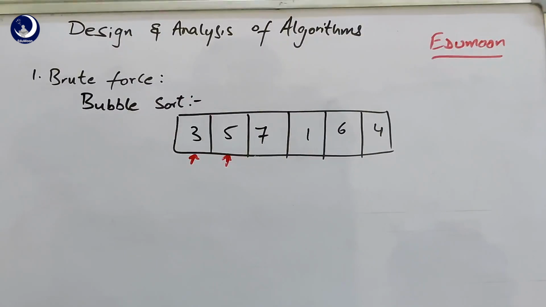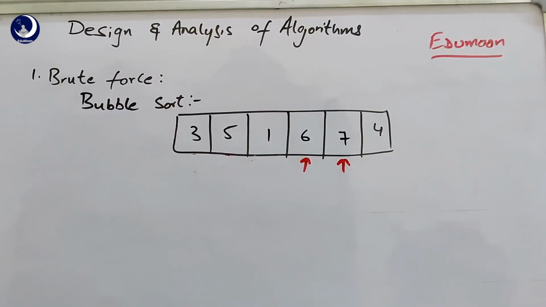Then it will check the next two numbers, that is 5 and 7. It compares the second and third elements now, 5 and 7, and checks the order. Already 5 and 7 are in the correct order, so there is no swap operation here. It goes to the next two elements, that is the third element and the fourth element. It checks the numbers 7 and 1 in the third and fourth positions. Again they are not in the correct order according to ascending order, so it will swap those two elements, like this: 1 and 7. Then it again goes to the next two elements, the fourth and the fifth, that is 7 and 6. When it compares 7 and 6, 7 is greater than 6, so again there is a swap operation here.